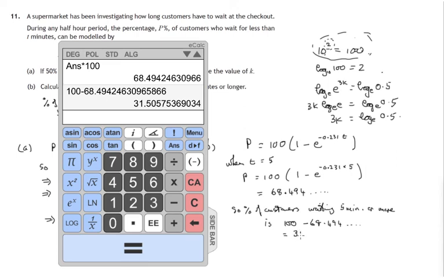So it's 31.505 and so on. So the required percentage is 31.5, and again that's to 3 significant figures.